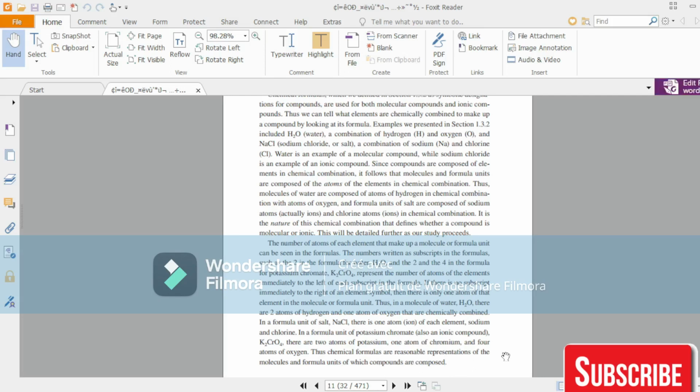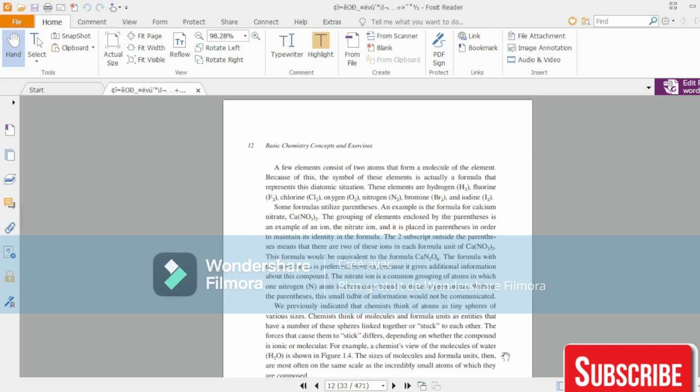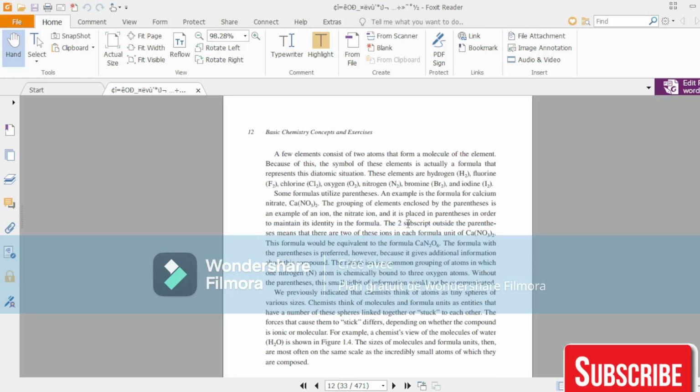Thus, chemical formulas are reasonable representations of the molecules and formula units of which compounds are composed. A few elements consist of 2 atoms that form a molecule of the element. Because of this, the symbol of this element is actually a formula that represents this atomic situation. These elements are hydrogen, H2, fluorine, F2, chlorine, Cl2, oxygen, O2, nitrogen, N2, bromine, Br2, and iodine, I2.